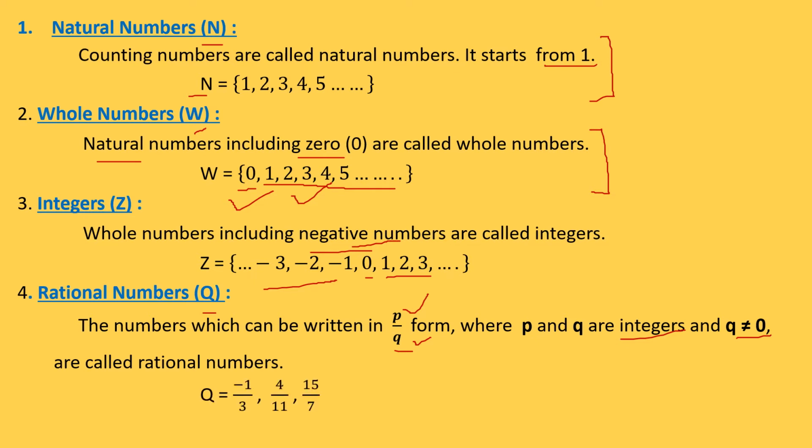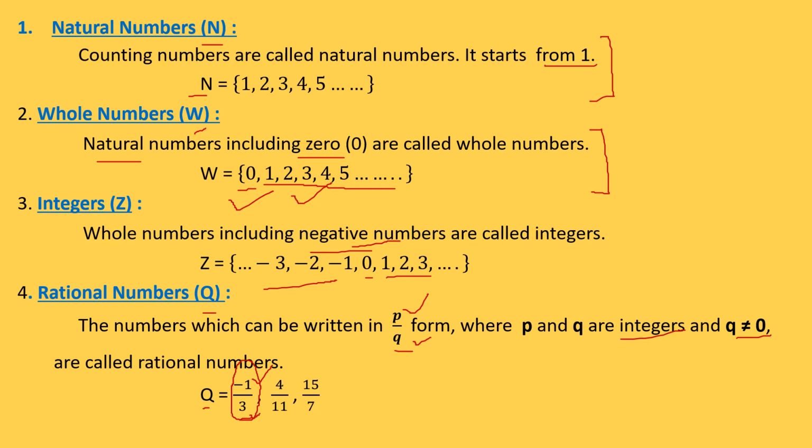Now here, in the example I have written Q means rational number. Here minus 1 upon 3. If you see, p is minus 1 and q is 3. And we have written p and q are integers. So integers can be positive or can be negative. That means rational numbers can be positive or can be negative. But if I say minus 1 upon 3, is minus 1 upon 3 a fraction? No. Why? Because it is negative. Fractions cannot be negative. Fractions are always positive.